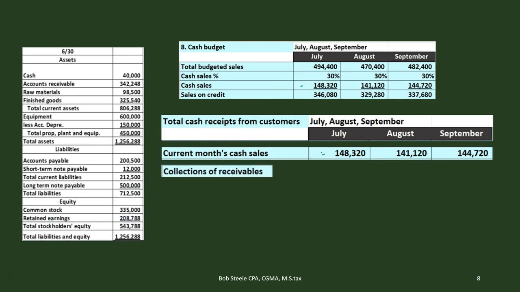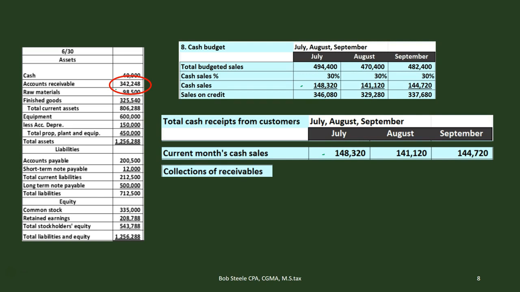And then we're going to figure out the collections of receivables. So we're going to try to figure out how much cash we're receiving. For July, we're going to say that everything that we had in receivables, which we're assuming happened last month, June, is going to be collected the next month. That's the assumption that we are making.